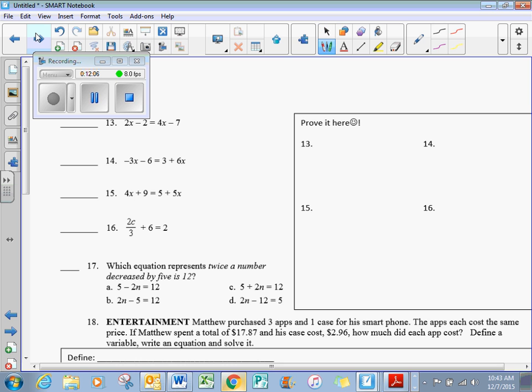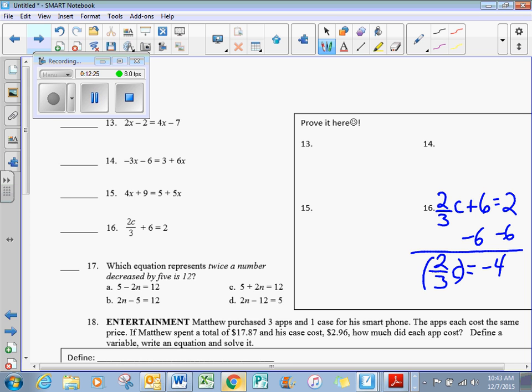Number 16, we have 2c over 3, or we could also think about that as 2/3 c equals 2. Now we can subtract 6 from both sides and get 2/3 c equals negative 4. And then we can multiply both sides by 3/2 and get c equals negative 6.